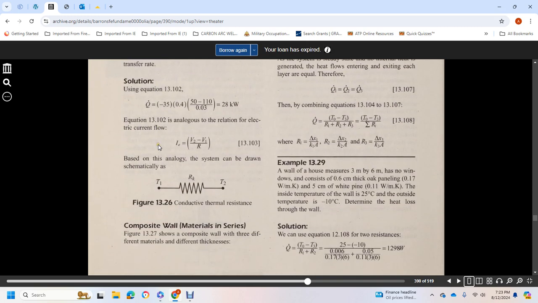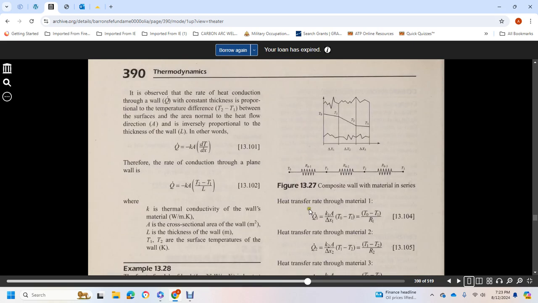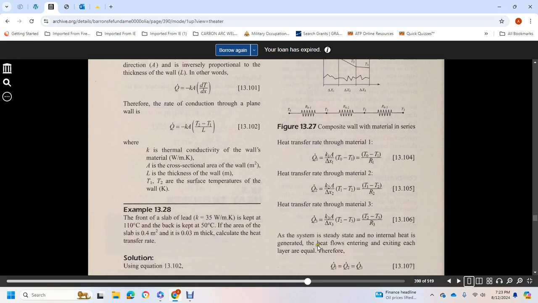And then a composite wall of materials in series is shown: a composite wall with three different materials of different thicknesses, with heat transfer rates 1, 2, and 3.